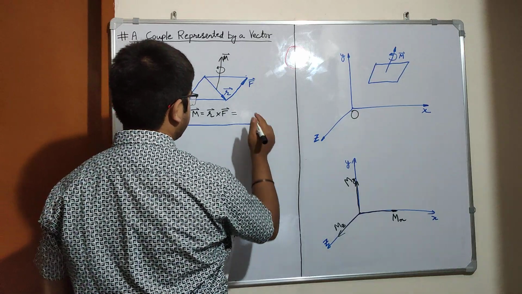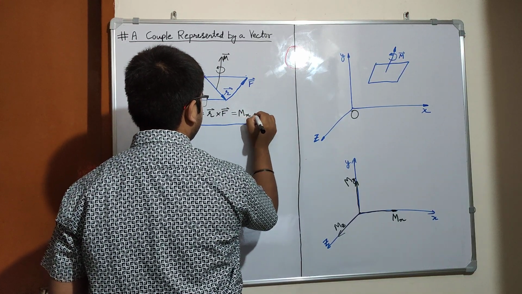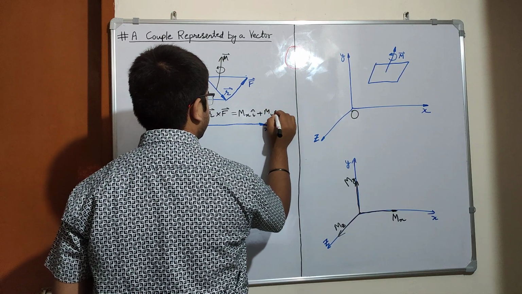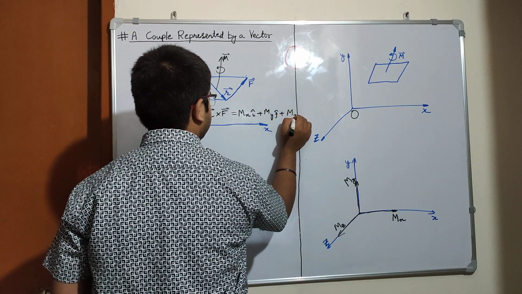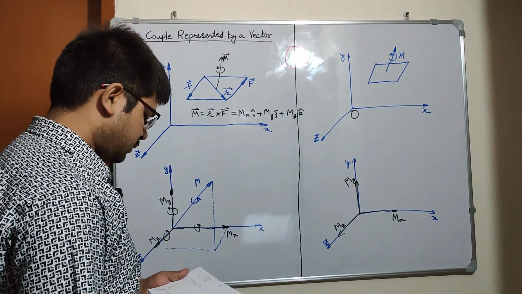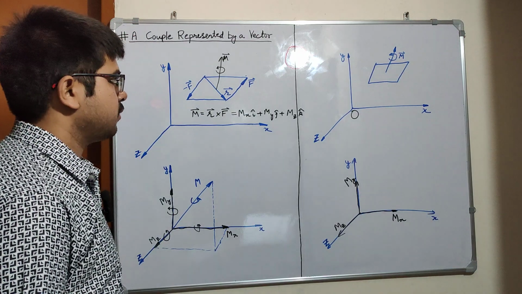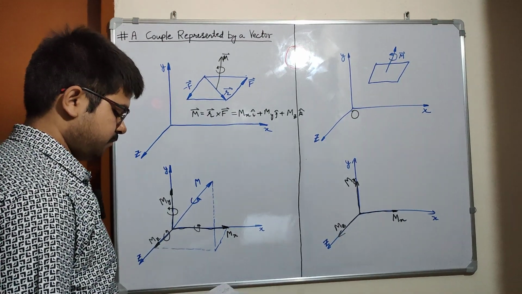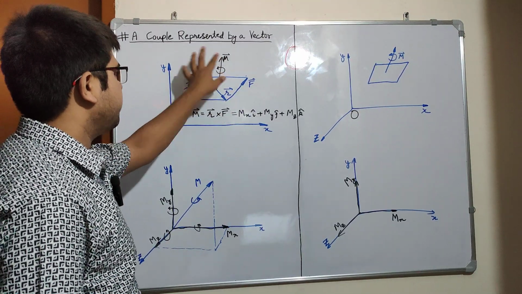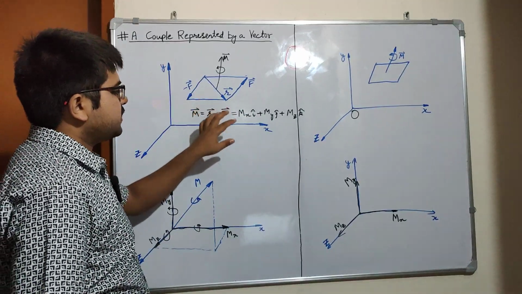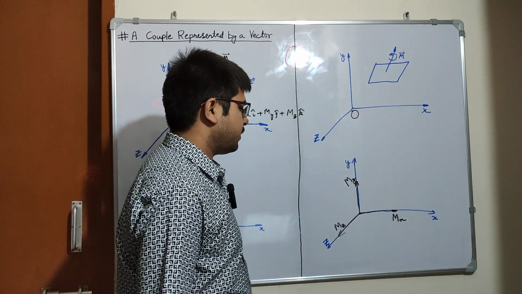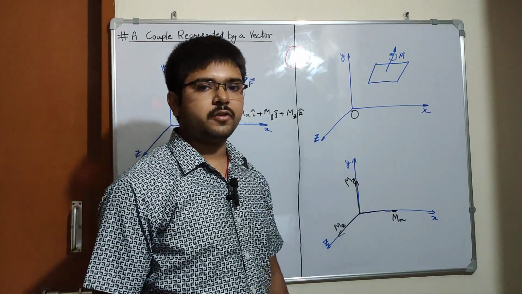Mx i cap plus My j cap plus Mz k cap. So this can be done here, and this is the R vector. This couple has been reduced to these moment vectors. So that was all for today.